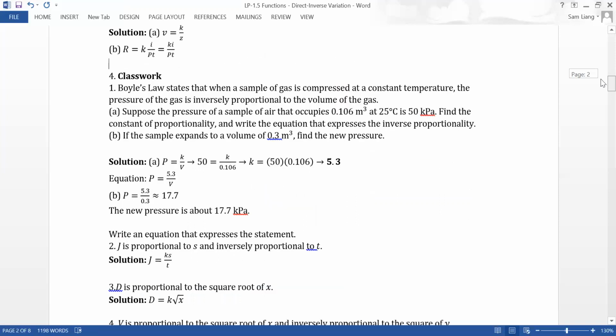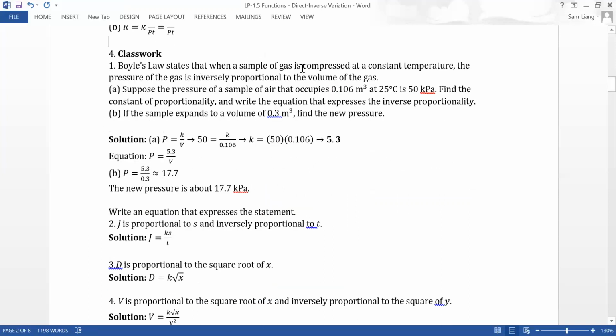So number 1, Boyle's law states that when a sample of gas is compressed at a constant temperature, the pressure of the gas is inversely proportional to the volume of the gas.